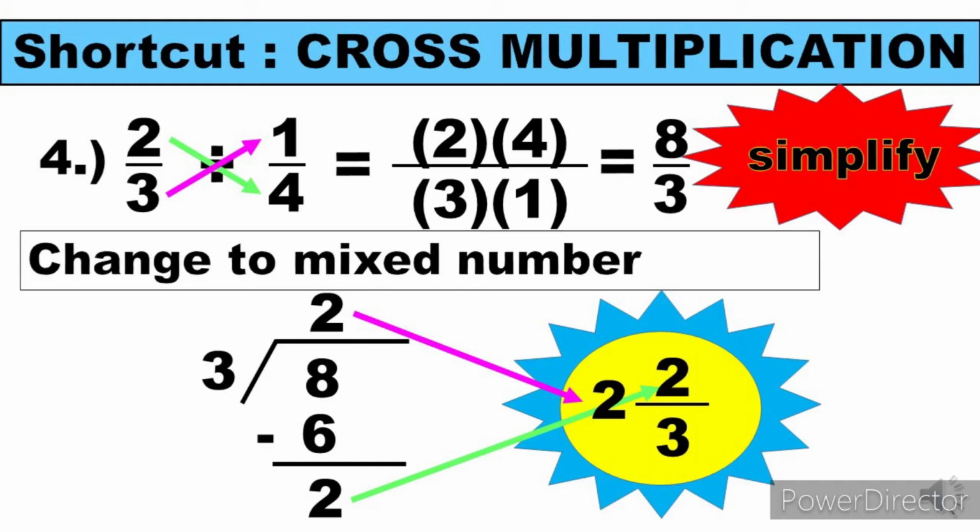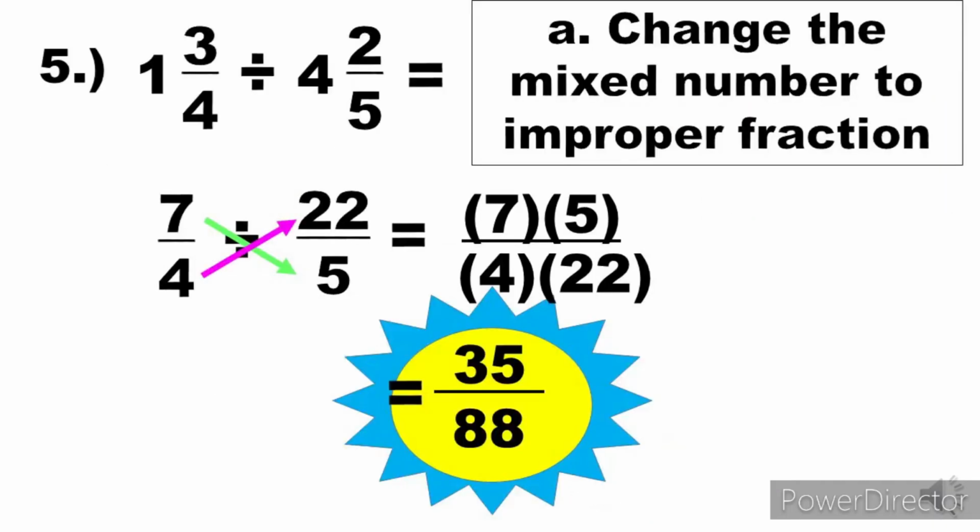Okay, next, let's have number 5 example. 1 and 3/4 divided by 4 and 2/5. So, the first step is i-change natin yung mixed number to improper fraction. And then, after nating na-change, ayan, 7 over 4 divided by 22 over 5.